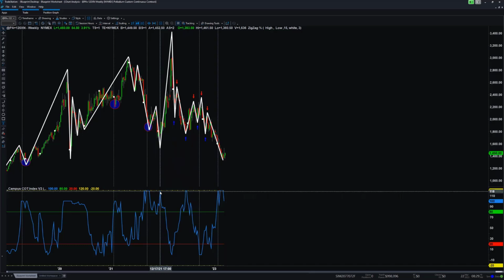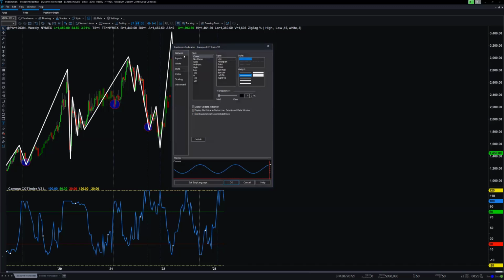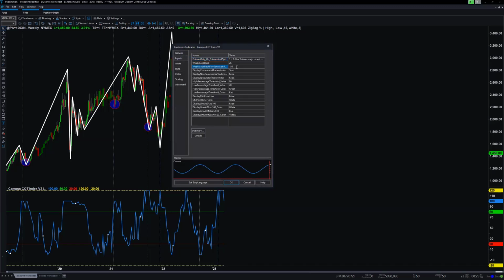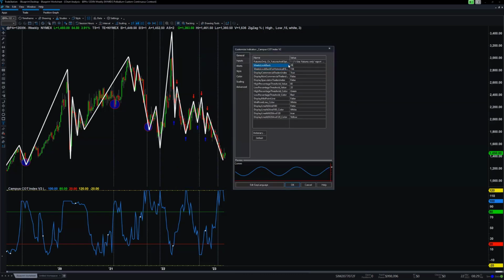And whenever they touch the yellow, those would be your historical ones. Those would be your second ones that you put in here. So weeks look back 156, those are the yellow in this case, and then the 26, those are the green and the red. This one we use for trend following. This one we use for the end of the band.